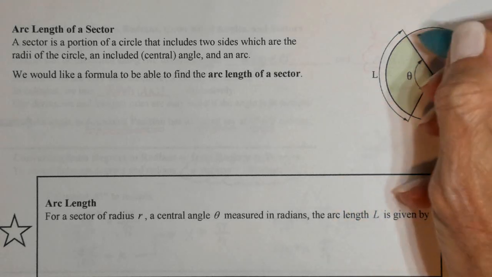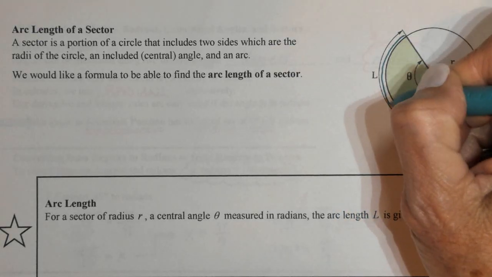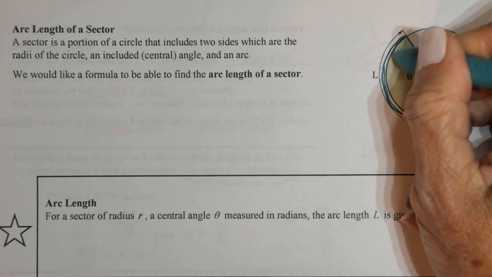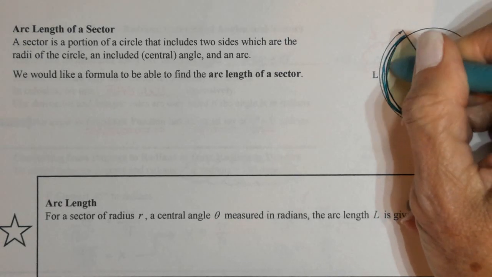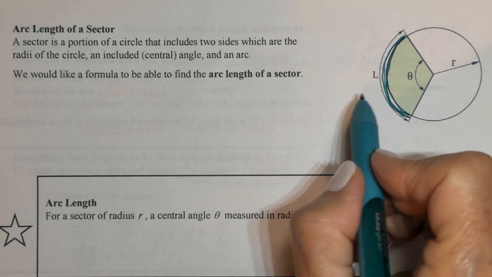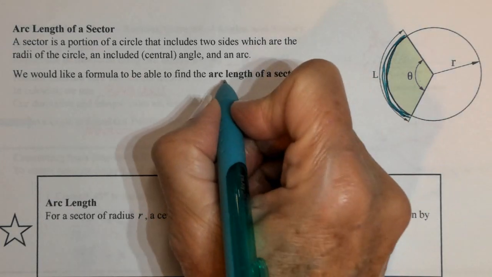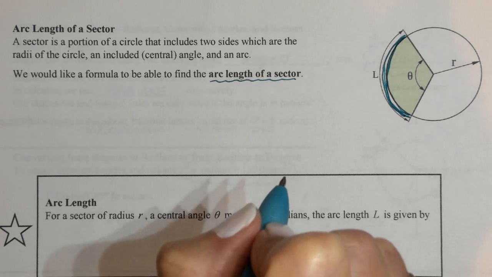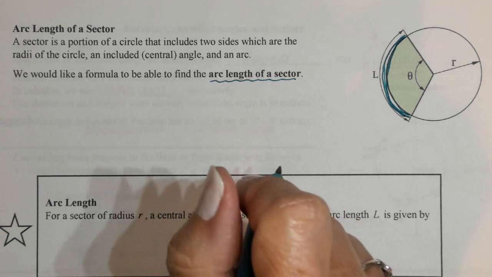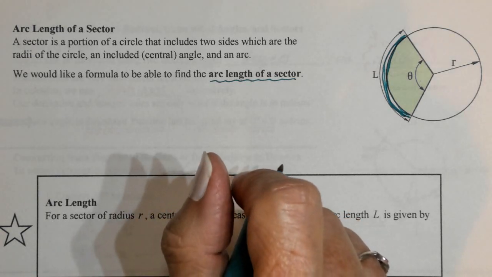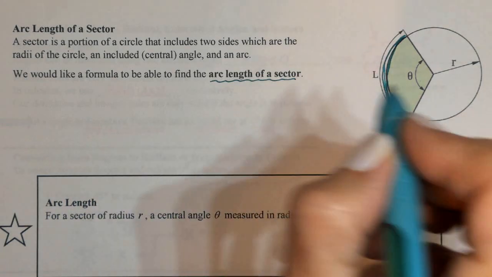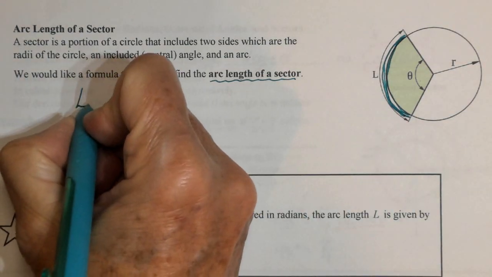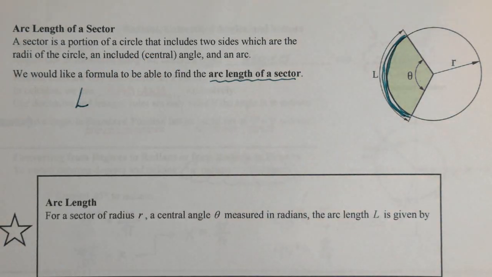This is called an arc. So we're going to be finding the arc length. So here's how I would find the arc length. I'm looking for L. I'm going to set up a proportion.